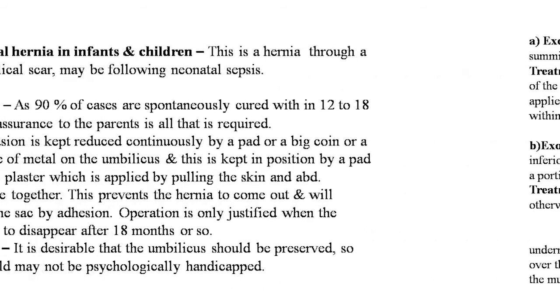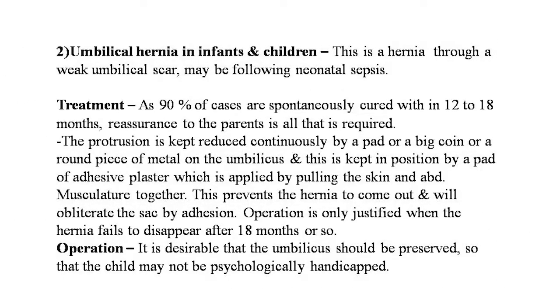Now the second point of this lecture is the umbilical hernia in infants and children. This is a hernia through a weak umbilical scar, which may follow neonatal sepsis. As 90% of the cases are spontaneously cured within 12 to 18 months, reassurance to the parents is all that is required. The protrusion is kept reduced continuously by a pad or a big coin or a round piece of metal on the umbilicus, and this is kept in position by a pad of adhesive plaster applied by pulling the skin and abdominal musculature together. This prevents the hernia from coming out and will obliterate the sac by adhesions. The operation is only justified when the hernia fails to disappear after 18 months or so.